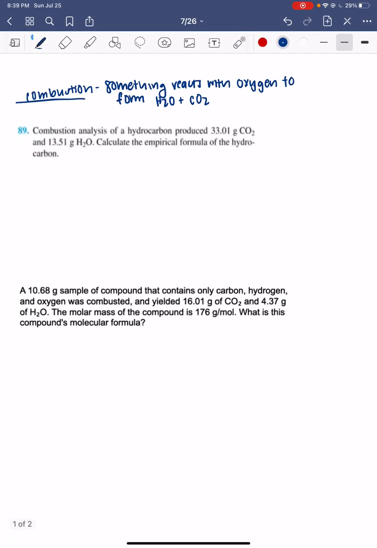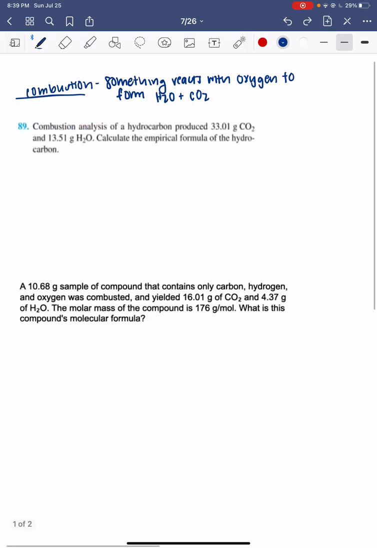Hi guys, we are going to do some combustion analysis problems, two of them today. And first of all, what is combustion? Combustion is basically when we react something with oxygen to form a large amount of heat and light, and the two primary products are water and carbon dioxide. And a combustion reaction usually looks like this.